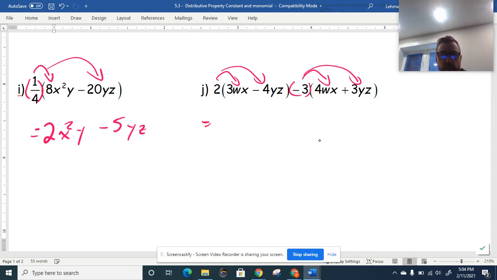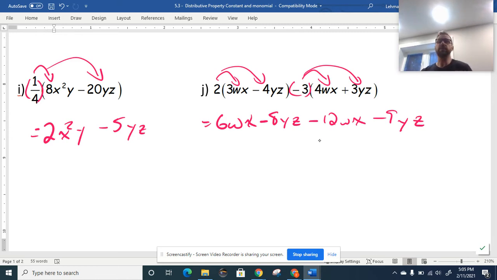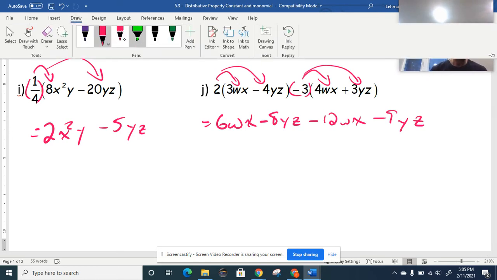So 2 times 3wx gives us 6wx. 2 times -4yz is -8yz. Then I move here and I'm -12wx. And I've got -9yz. So we're not done with this one. We're in a situation where we can simplify further.